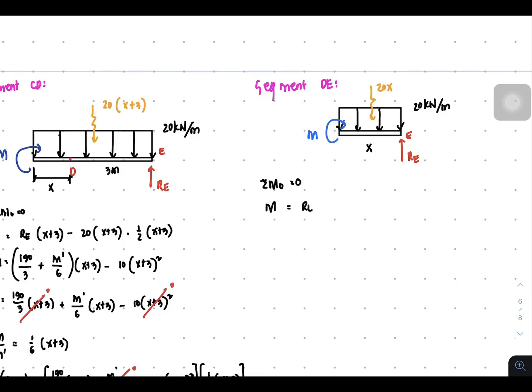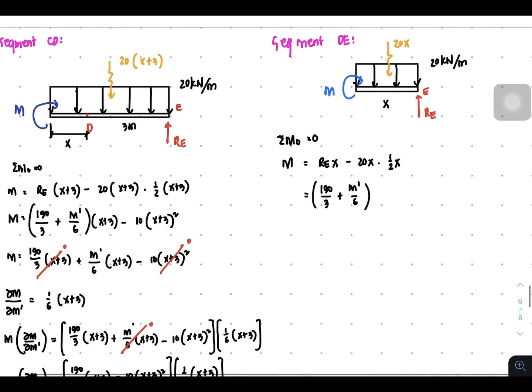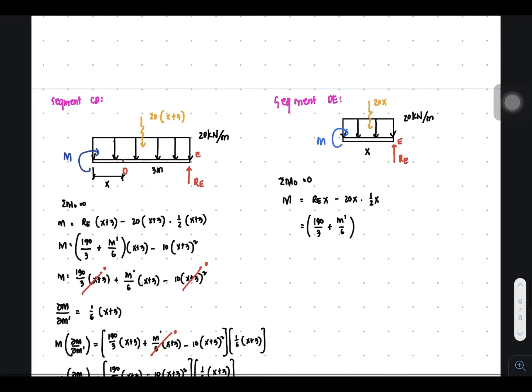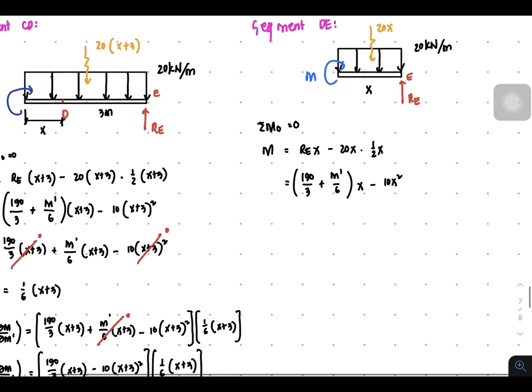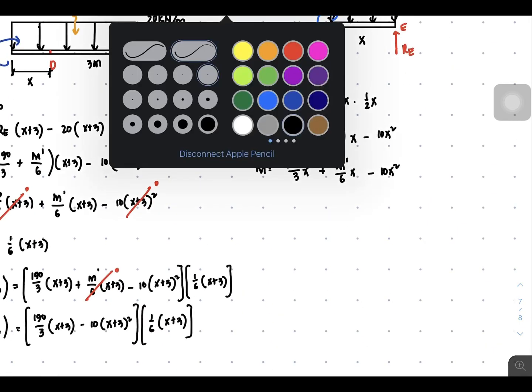You will have M equal to RE times X minus 20X times 1/2 of X. And RE is 190 over 3 plus M prime over 6, and then minus 10x squared. Oh, I forgot that there is x, then minus 10x squared. So distribute the x. It's now 190 over 3 x plus m prime over 6 x minus 10x squared.